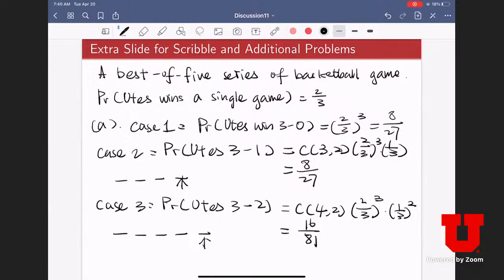I have a quick question. Where does the 2/3 cubed and 1/3 squared come from? Yeah, so the 2/3 is the probability you win a single game. And then for case 2, we're going to play a total of 4 games, and we know it's guaranteed it has to win the last game. So the only thing we didn't know is which 2 to pick from the first 3. That's why we have the 3 choose 2.